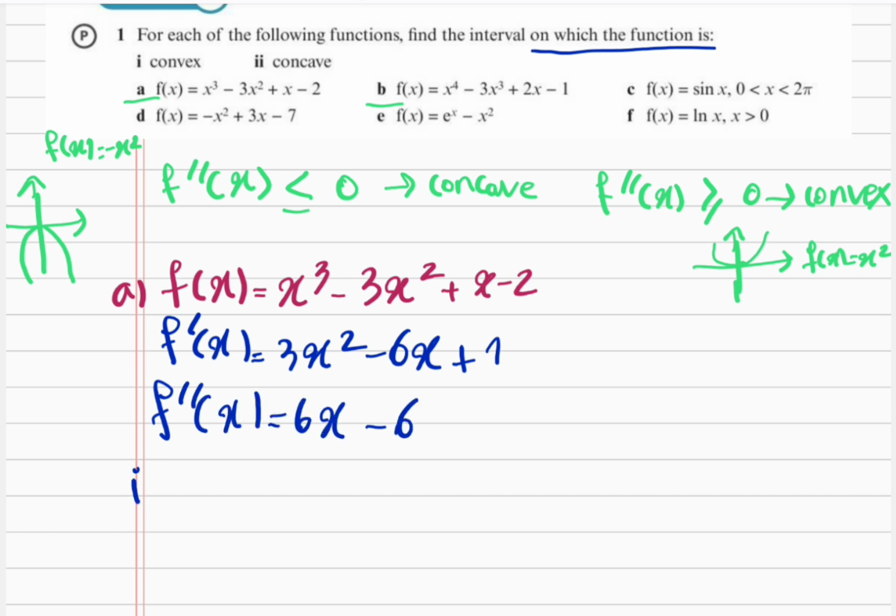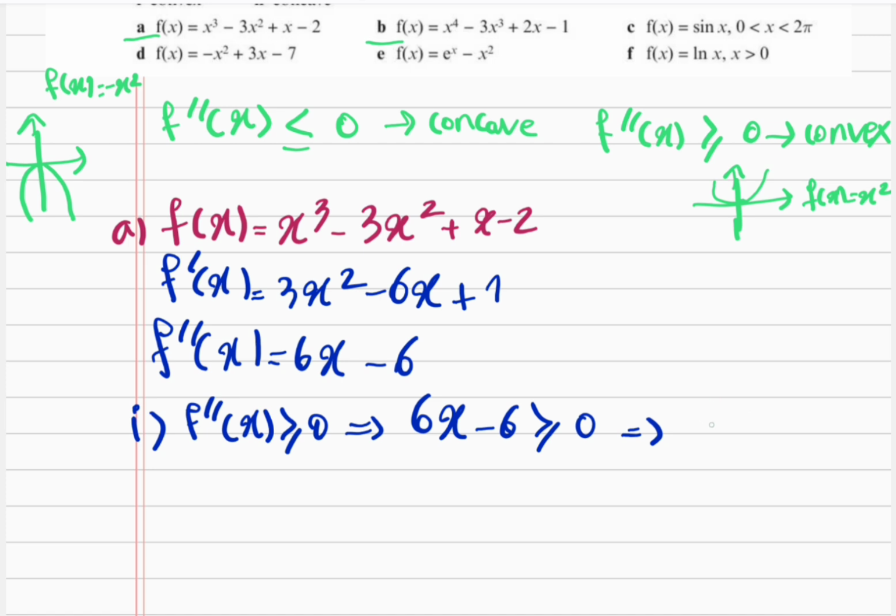Okay, now we can answer part I, which says where the function is convex. As we said, a function is convex when f double dash x is greater than or equal to 0. So we can just solve this inequality: 6x minus 6 is greater than or equal to 0. And this gives us x is greater than or equal to 1. We can write this as an interval, 1 to plus infinity. So this is the interval where the function is convex.